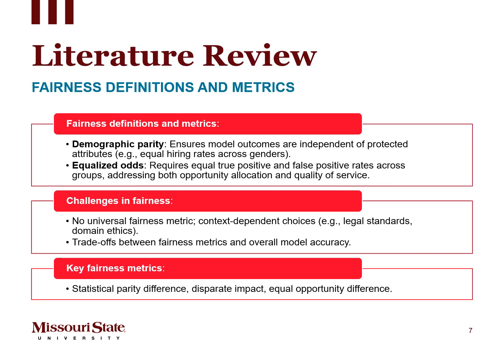Fairness in machine learning has been widely studied, with formal definitions and metrics developed to quantify bias. Two common group fairness metrics are demographic parity and equalized odds. Demographic parity requires the model outcomes be independent of protected attributes such as gender or race. For example, a hiring model should select candidates at equal rates across genders. This is often measured using metrics like statistical parity difference or disparate impact, which aim to ensure no group is systematically favored in positive outcomes.